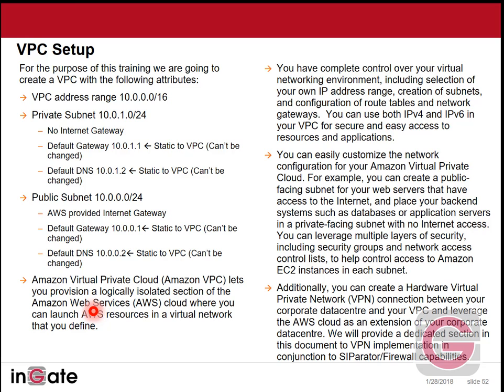You have total control of all your networking environment, including assignment of IP addresses, subnetting, routing tables, network gateways, etc., including not only IP version 4 addressing, but also IP version 6. You're going to have tools in order to provide security and access. You can easily customize the network configuration in your Amazon Virtual Private Cloud. You do that just by invoking the VPC service on the dashboard.